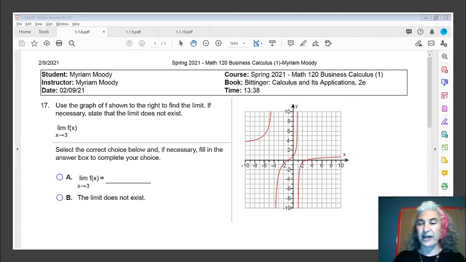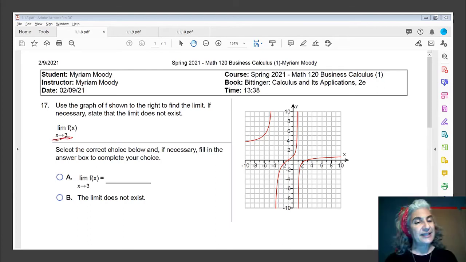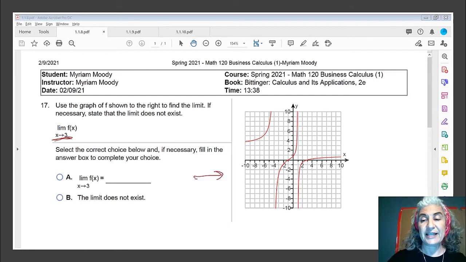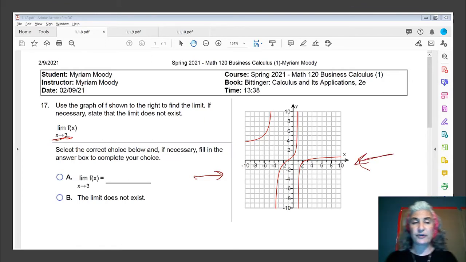Here's an interesting graph, right? And they're calling it little f. And they're asking us for the limit as x approaches 3. And again, it doesn't have a little plus or negative sign up there. So that means I have to come in from the left and I have to come in from the right and see what's happening with the graph. Agreed? All right, so we're going to check out coming in from the left first.